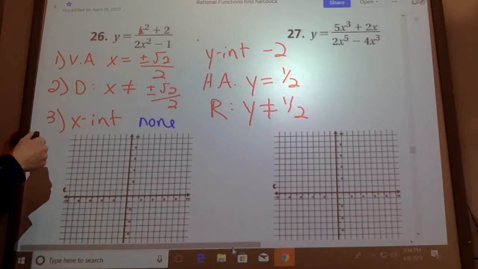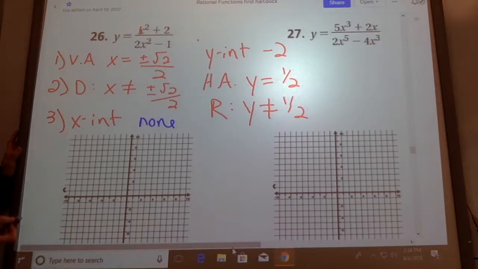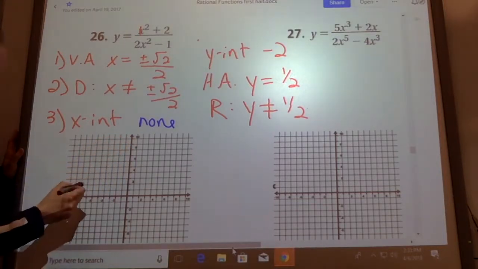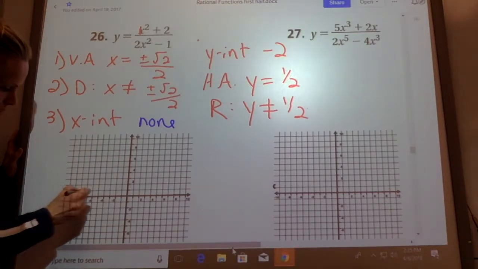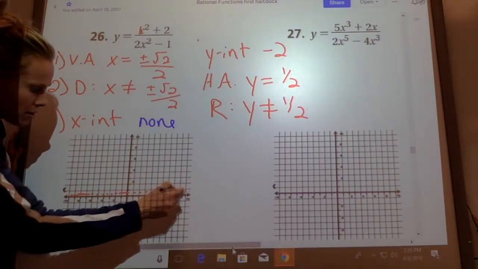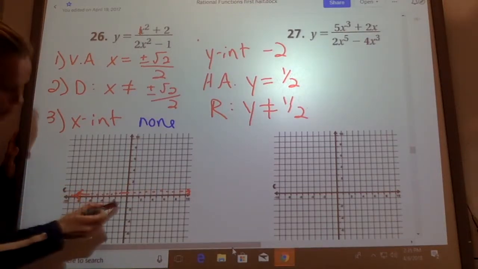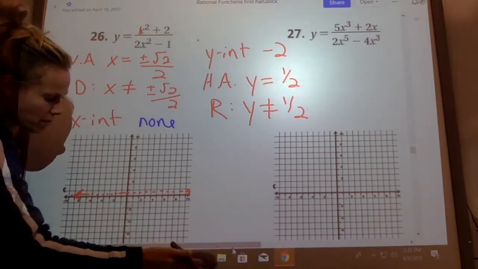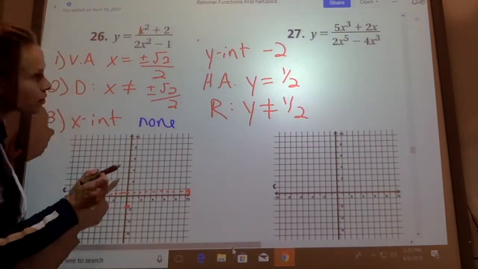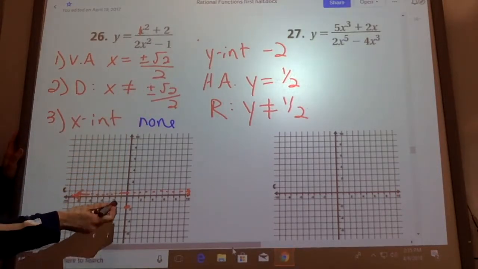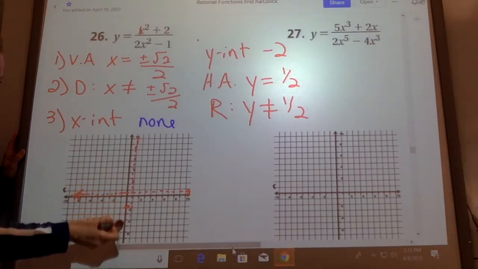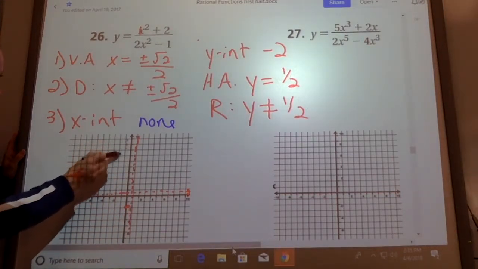Now, in order to sketch this in, we do need to know what square root of 2 divided by 2 is. Or you can just put it in the calculator. You can put in a horizontal asymptote of 1/2. We can put in a y-intercept of negative 2. Square root of 2 over 2 is 0.7, so we would graph a positive 0.7 and a negative 0.7.